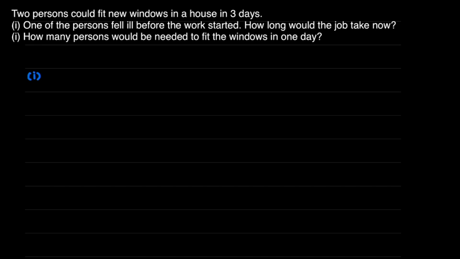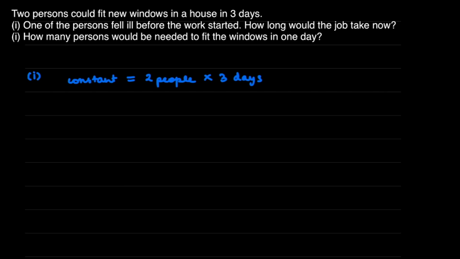So when we think about the number of people and the work that needs to be done, more people would mean less time taken to finish that work, or fewer days to finish it. So this is an inversely related problem. So we'll have a constant. That means two people would finish the work in 3 days.